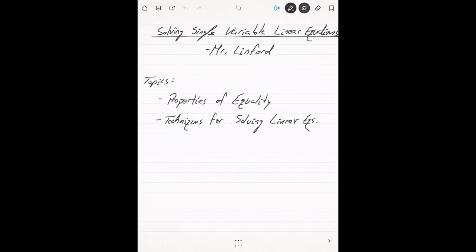In today's discussion, we're going to be exploring the process of solving single variable linear equations. We're going to start by defining what a linear equation is in the single variable sense, and we're going to look at the different properties that we can use to help us actually solve these equations for a given variable.